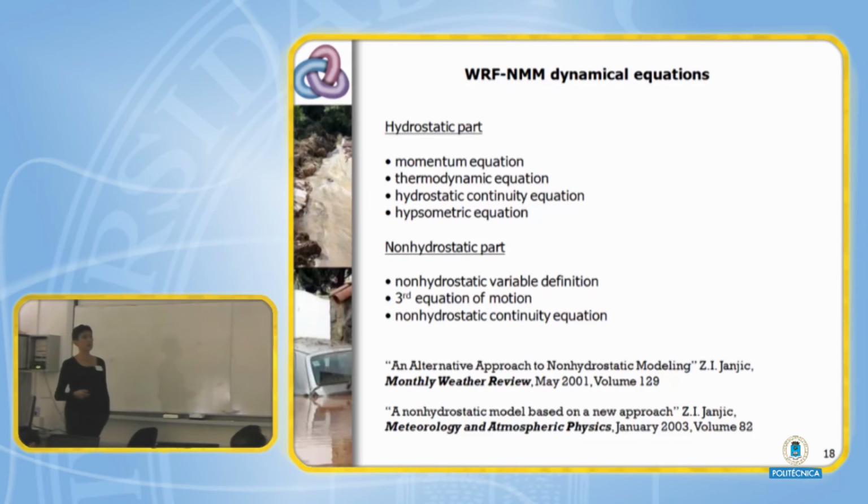The dynamical equations are divided into a hydrostatic part, four of them: the momentum equation, thermodynamic equation, hydrostatic continuity, and hypsometric equation, and a non-hydrostatic part that we are including or excluding. We have a switch for hydrostatic and non-hydrostatic in WRF NMM. Those are three equations: the non-hydrostatic variable definition, the third equation of motion, and the non-hydrostatic continuity equation. And those are two papers for somebody who maybe wants to know more about that alternative approach to non-hydrostatic modeling, which is only in WRF NMM.